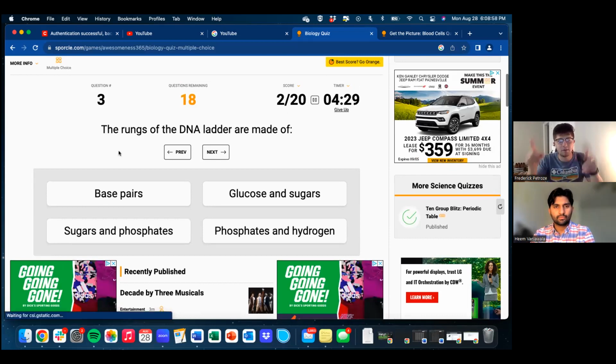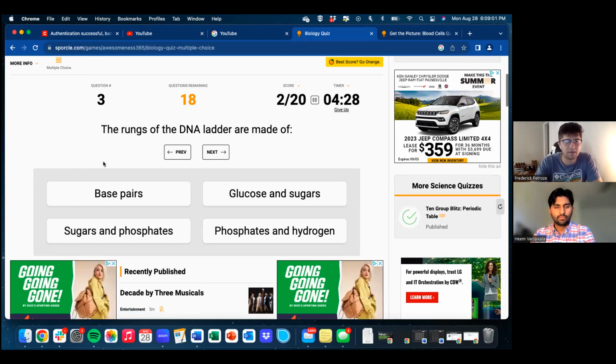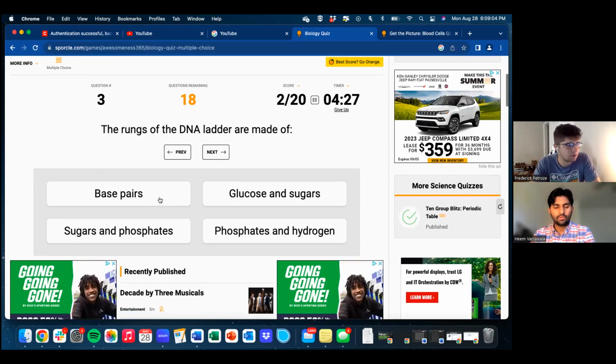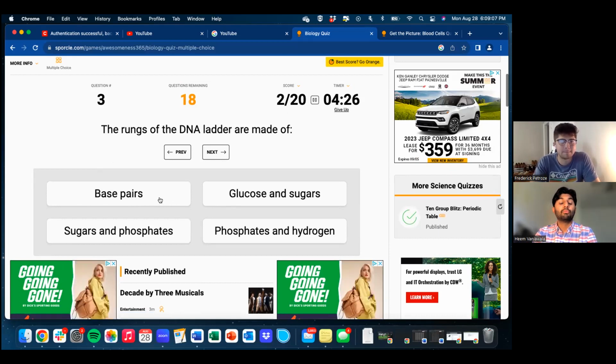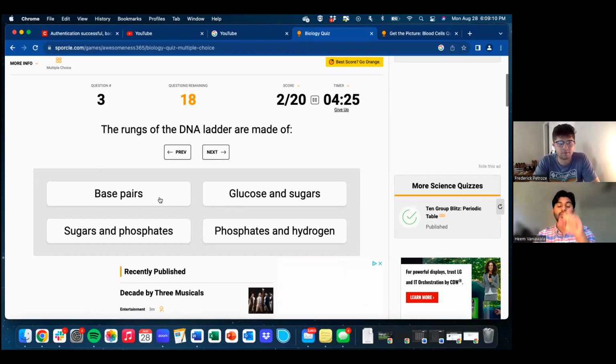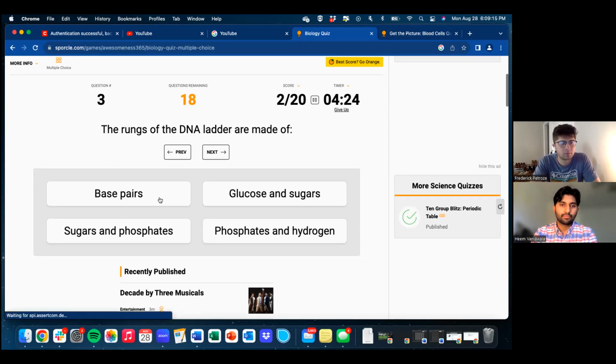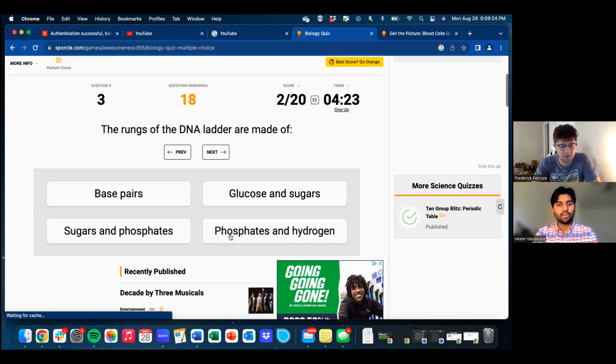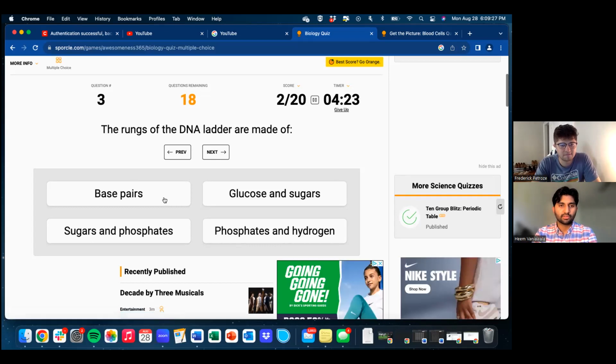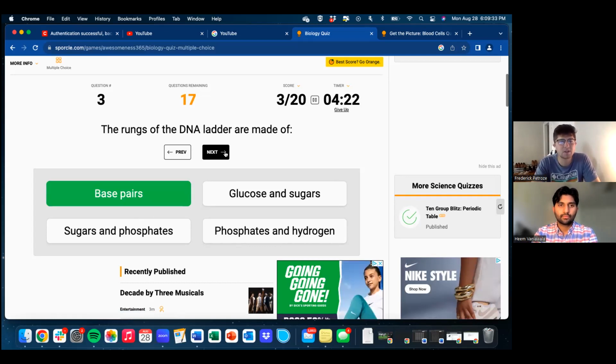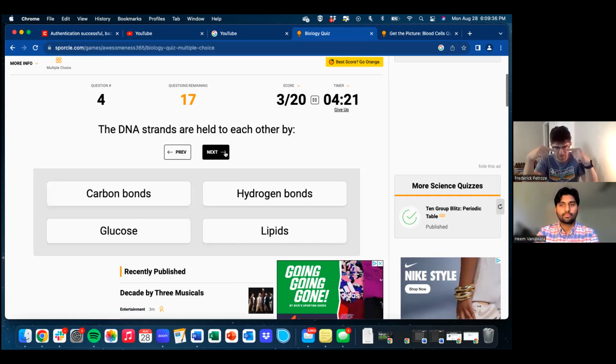The outside of the double helix is the sugar phosphate backbone, but I want to say base pairs. By what you described, the rungs are the stuff that's in the middle. Yeah, base pairs, but they have hydrogen bonding between them. That's what it's asking. Do you want to go phosphates and hydrogen? I'll go base pairs, because phosphates, you're right, are on the outside. It is base pairs. It's the middle things connecting, because those connections make the rungs.